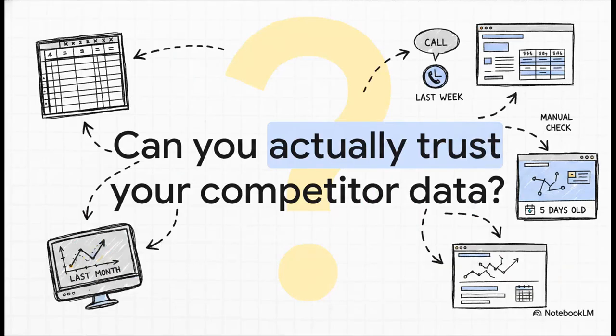Let's kick things off with a scenario that, well, might sound a little too familiar. A founder asks a really simple question. Hey, did our competitor change their pricing? Suddenly, the growth team is frantically checking an old spreadsheet. The product manager is squinting at a screenshot from last month. Sales is bringing up something a prospect casually dropped in a call last week. Somebody finally just decides to open the competitor's page manually, while another person chimes in that the internal dashboard hasn't even updated in 5 days.